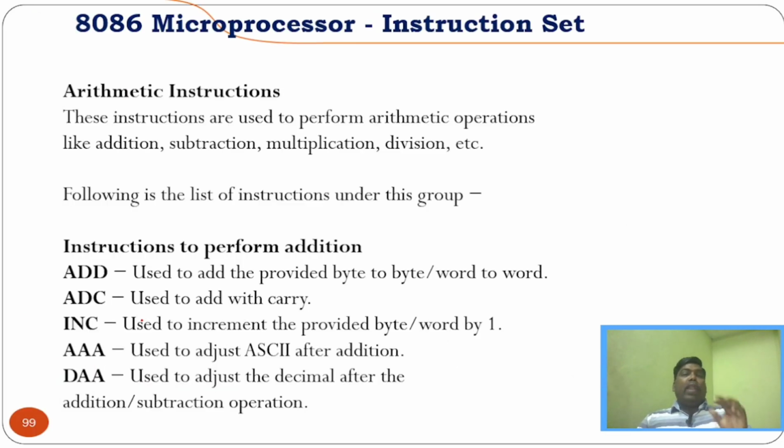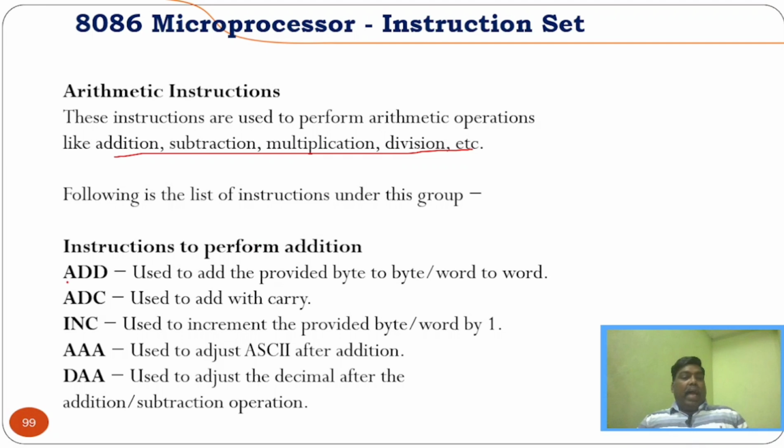When we say arithmetic instructions, they are the instructions which perform addition, subtraction, multiplication and division, right? So the 8086 will perform these arithmetic operations. We normally know all these instructions: addition, subtraction, multiplication and division. Apart from this, there are other important instructions in 8086.